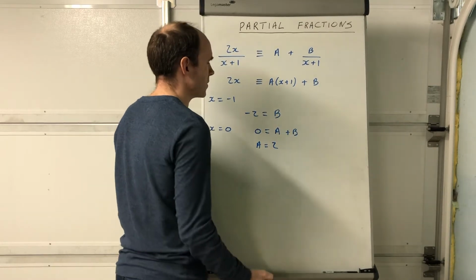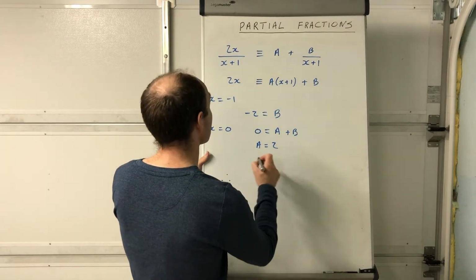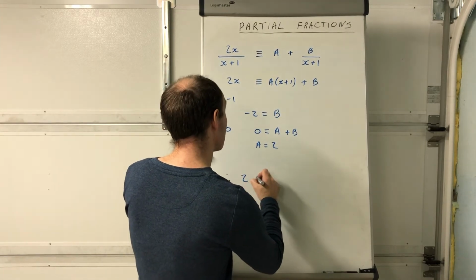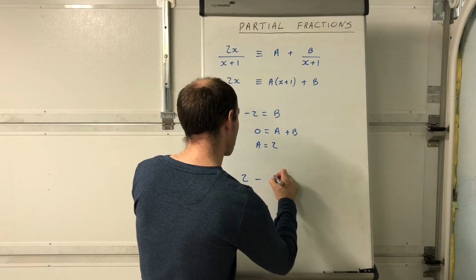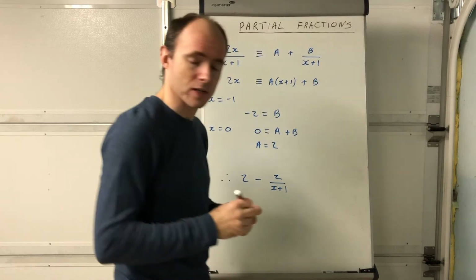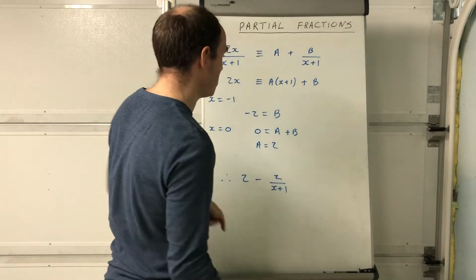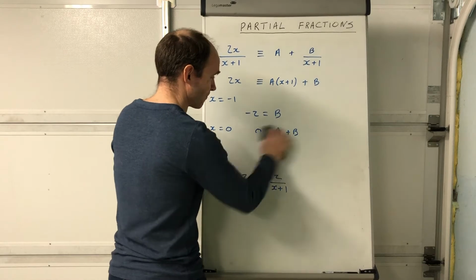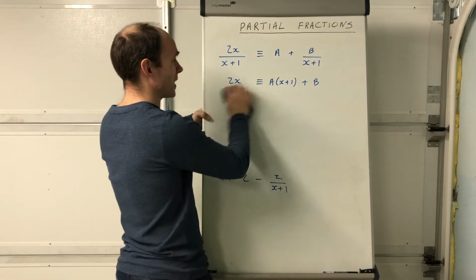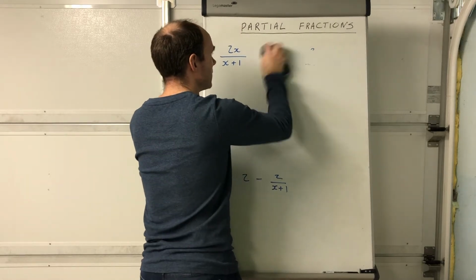Therefore the partial fractions are going to be 2 subtract 2 over x plus 1. Okay, 2 subtract 2 over x plus 1. Done. Now I'm going to show you an alternative method to doing this, one that will get you the answer without even considering partial fractions. Let me show you.